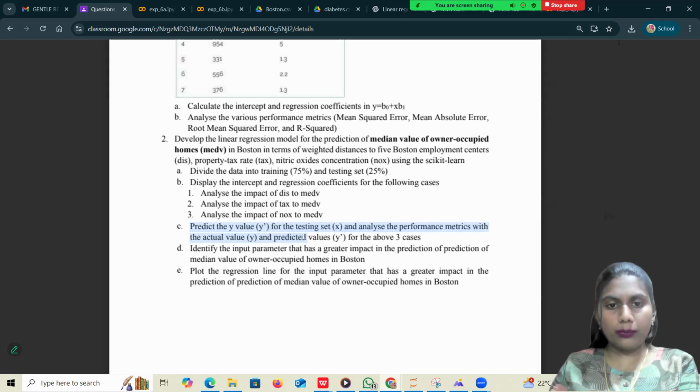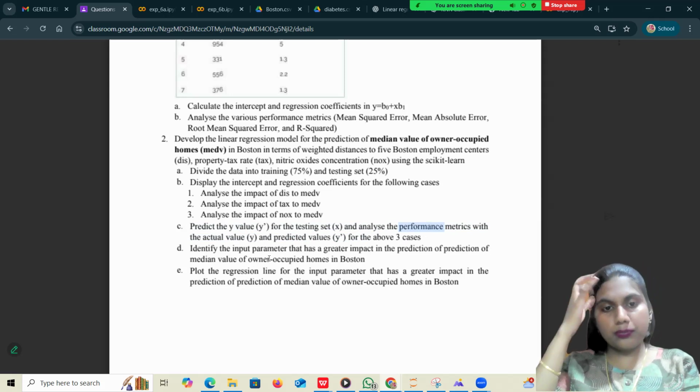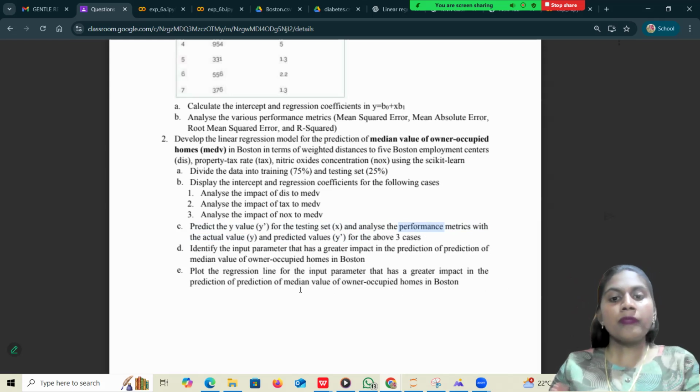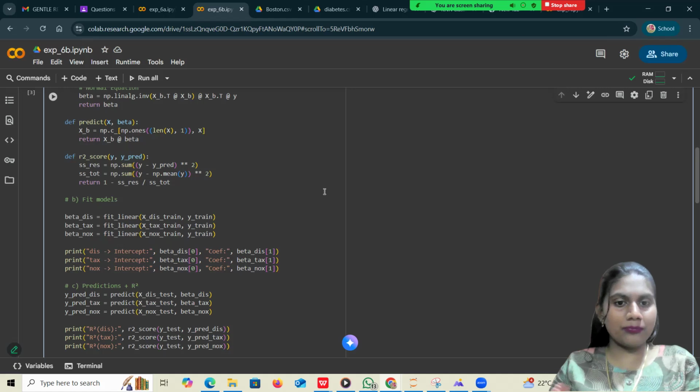Then we have to predict the Y value for testing X and analyze the performance metric with the actual value Y and predicted value Y bar. For the above three cases, identify the input parameter that has greater impact in the prediction of median value of owner occupied homes in Boston. Then we are going to plot the regression line for the input parameter that has greater impact. Let's go on to our answer.